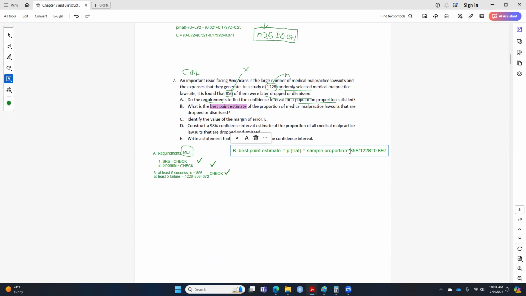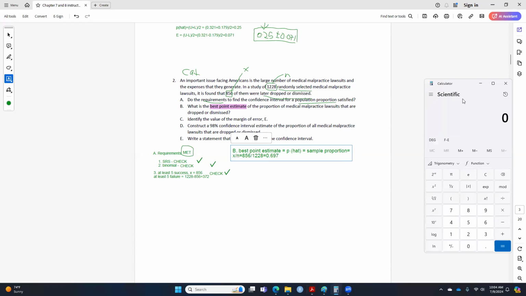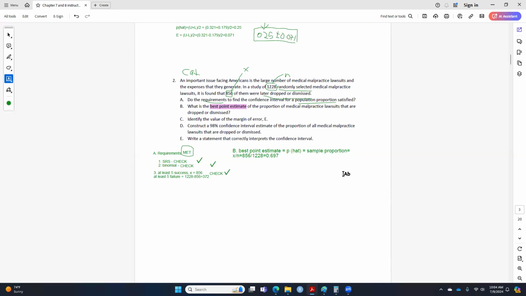In order for us to find the sample proportion, the formula is x over n, where x in this case is 856 and n is 1228. So now if you take your calculator and divide these 2, you will get 0.697. That will be what we call your best point estimate.